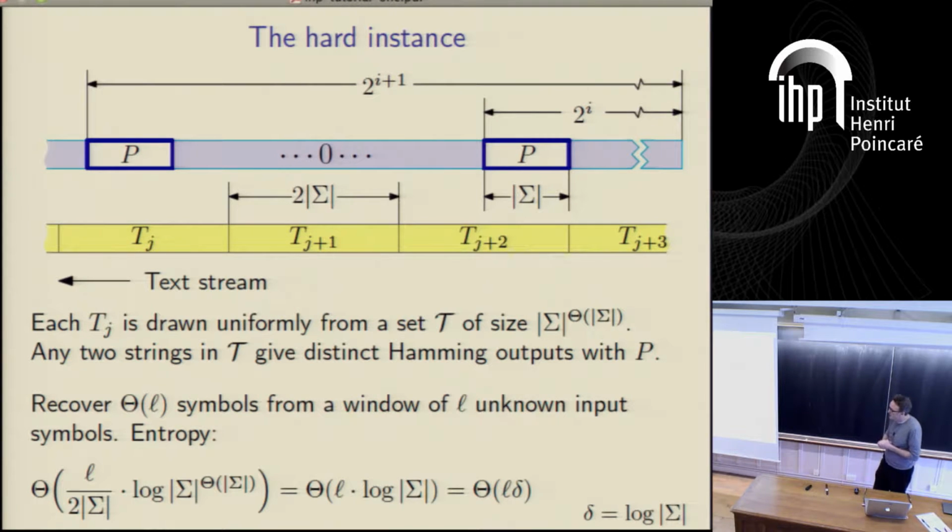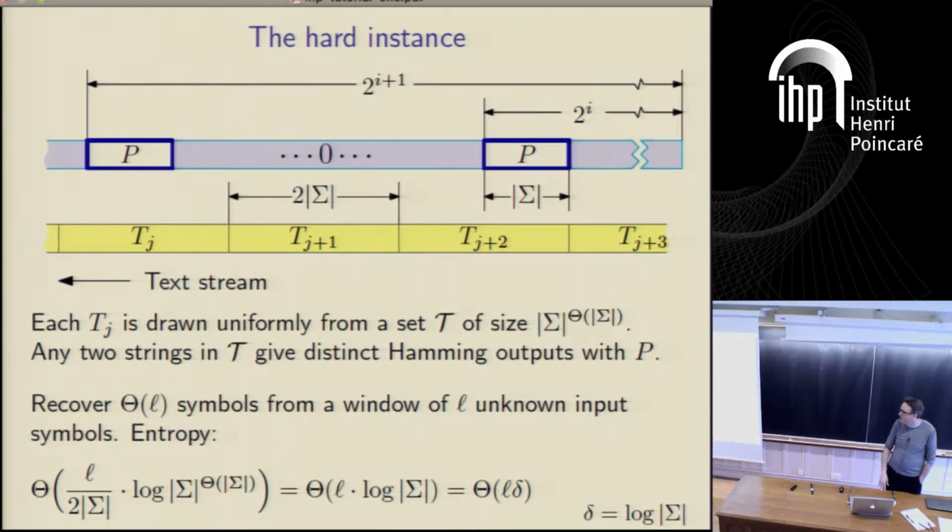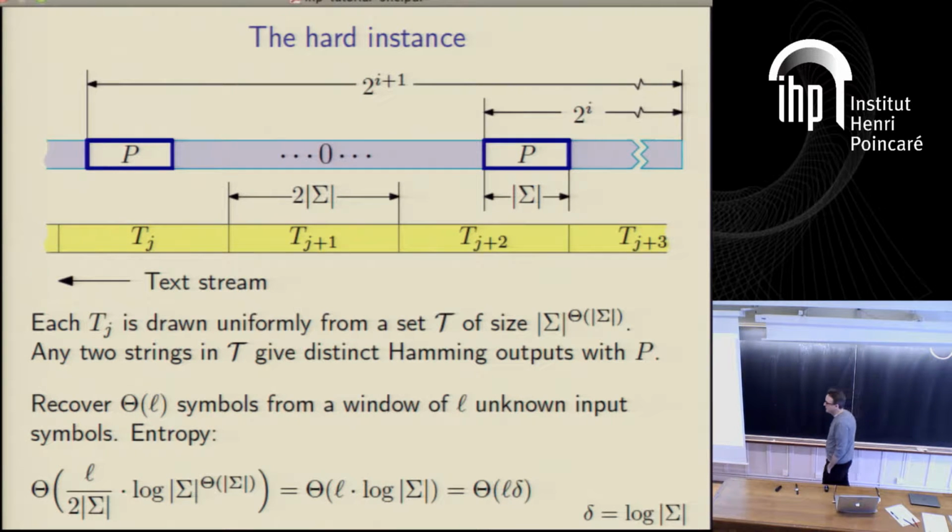And if we can do that, then we show we recover a linear number of symbols from a window of length L. And so our entropy is going to be as follows. The unknown region of length L, we split it into chunks of length 2 sigma. Each one of the chunks of length 2 sigma has sigma to the sigma different possibilities, so it gives us log of sigma entropy. And so we work it out, we get L times log sigma entropy from a region of length L, and log sigma is simply our definition of delta.